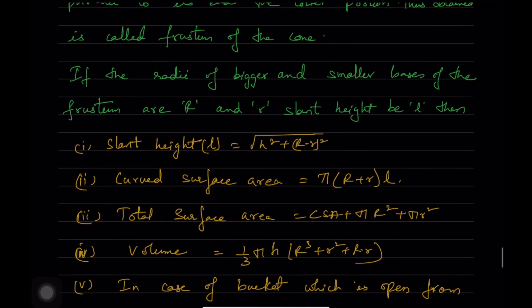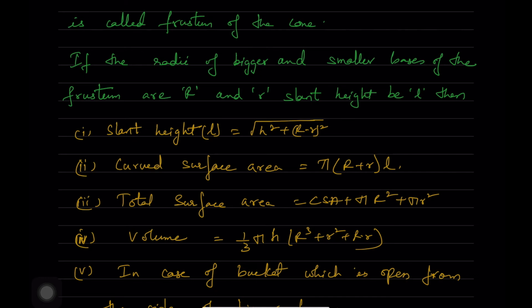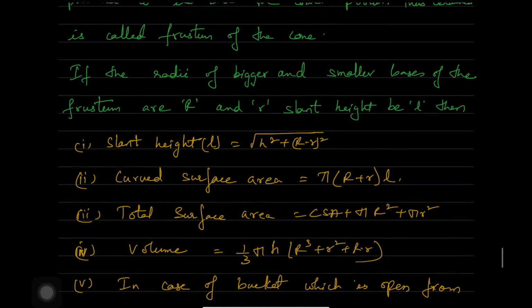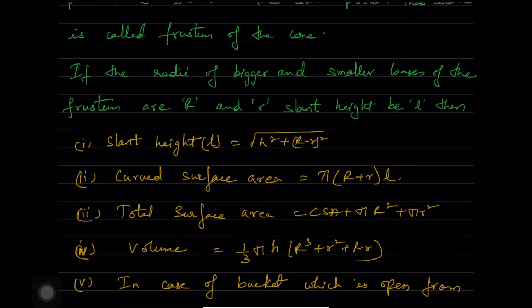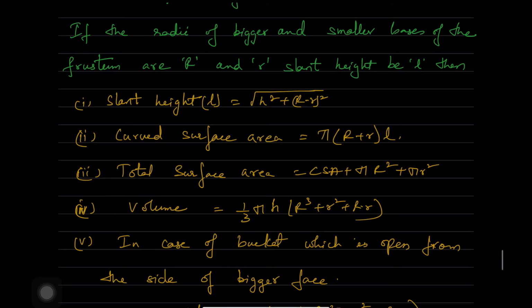So if the radii of the bigger and smaller bases of the frustum are capital R and small r, and slant height is small l, then slant height l is equal to root of h square plus capital R minus small r whole square. What is the curved surface area of a frustum? It is nothing but pi into capital R plus small r into l. Total surface area is equal to CSA plus pi R square plus pi r square, the top part circle area and the lower part circle area. The top part will be smaller, the lower part will be a little bigger.